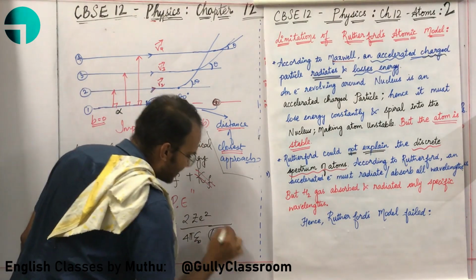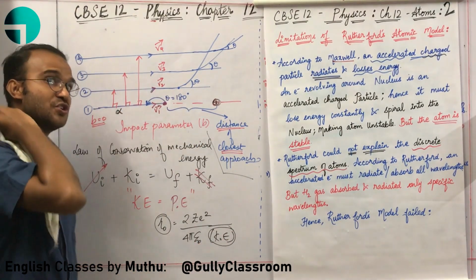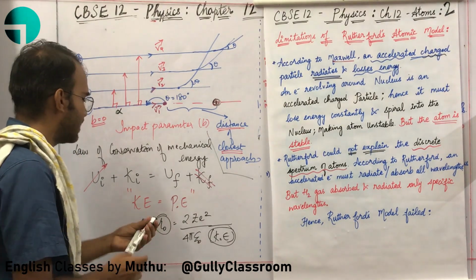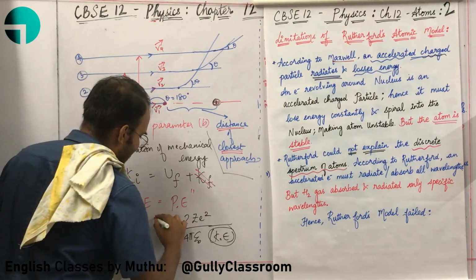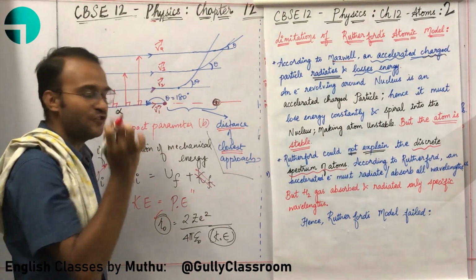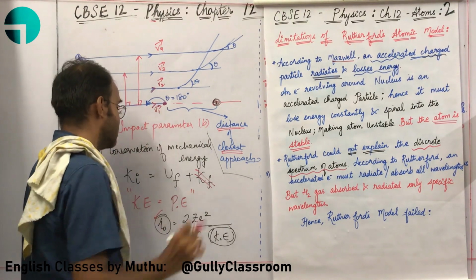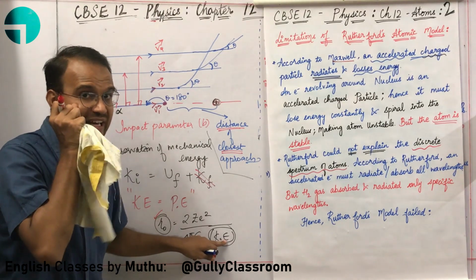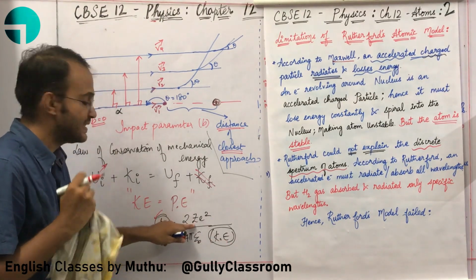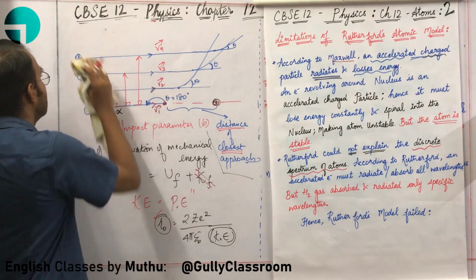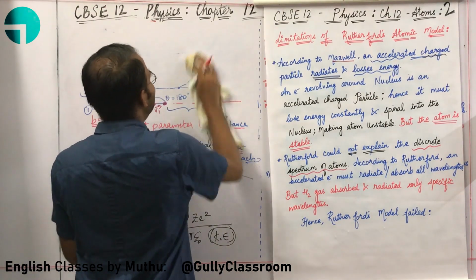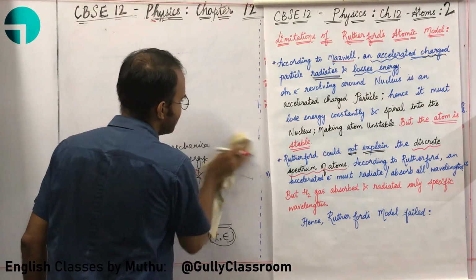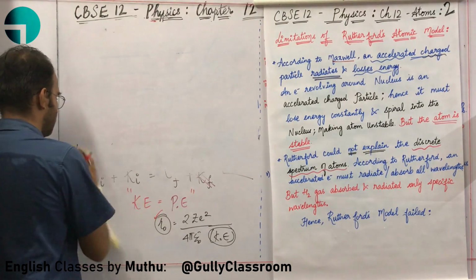We saw that r naught and kinetic energy are inversely proportional to one another. Using this, we calculated r, the radius of the nucleus, to be in Fermi, in 10 to the power minus 15 meters, by substituting all the proper values. Kinetic energy maximum is 7.7 MeV, Z is 79, and e is the charge of the electron, which is 1.6 into 10 to the power minus 19 coulomb. So we also calculated the approximate size of the nucleus.